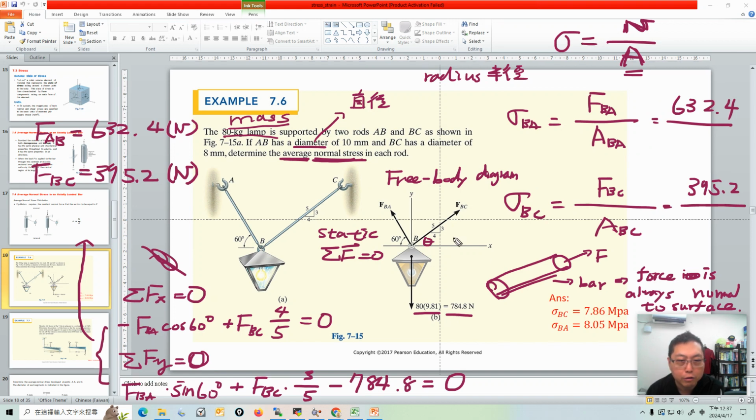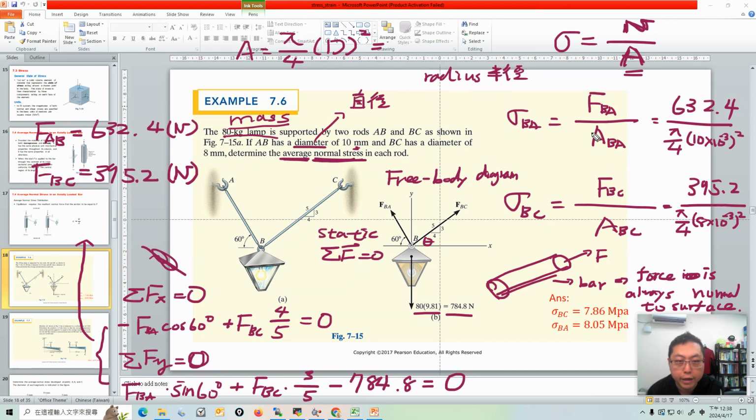So how do we calculate the surface area of this circular bar? If given a diameter, the area is equal to pi over 4 d squared. Here is pi over 4 for each, and AB is 10 millimeter diameter, so 10 times 10 to the power minus 3, squared. 8 millimeter is 8 times 10 to the power minus 3, squared. Don't forget the prefix: small m means 10 to the power minus 3.